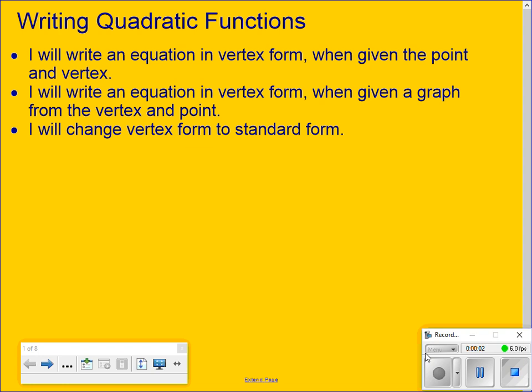In this lesson, we're going to talk about how to write quadratic functions. By the end of this lesson, you should be able to write quadratic functions in vertex form and in standard form, and then you should also be able to convert from vertex to standard form.